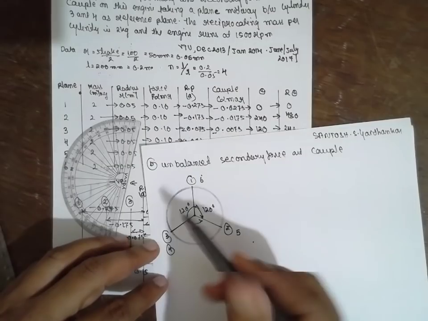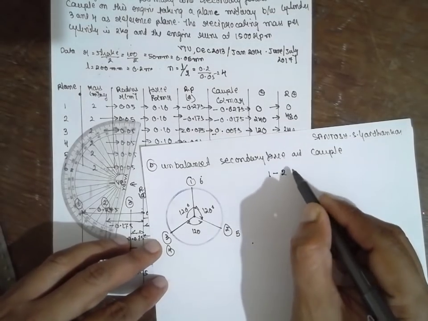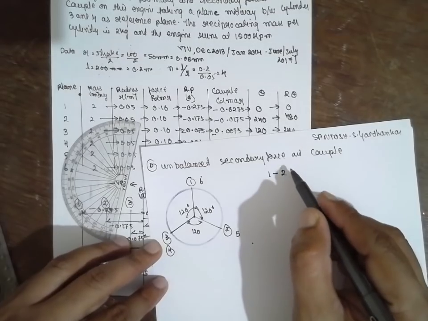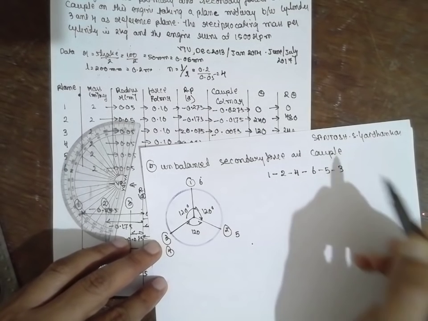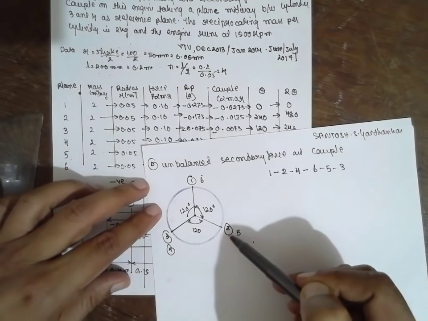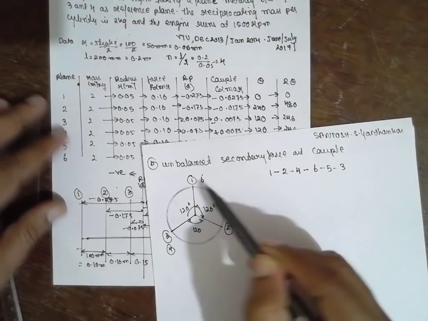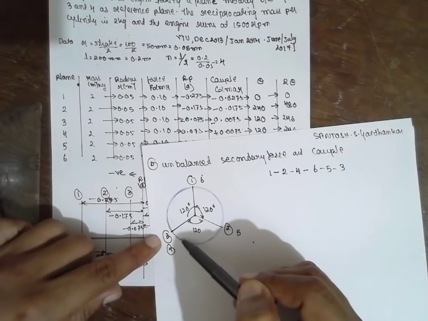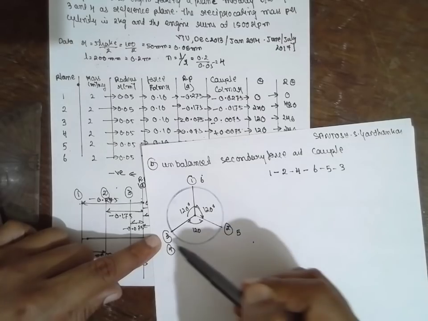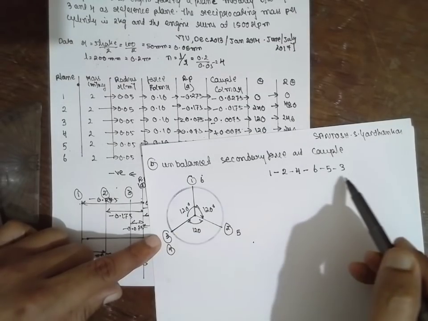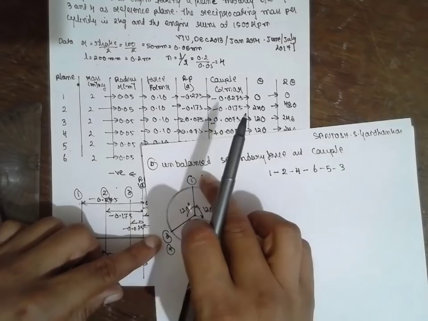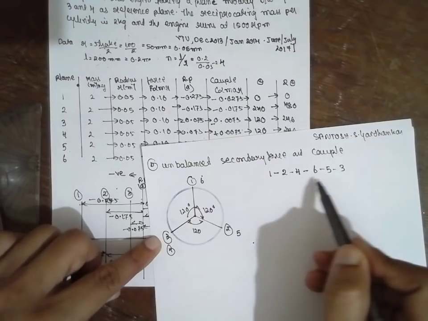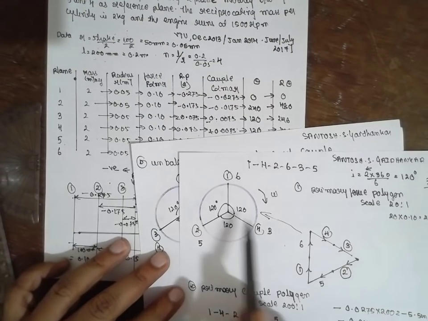Okay, next, this first part is completed. Now the sequence is changed. Now the sequence will be 1, 2, 4, 6, 5 and 3. This is the sequence that is going to change. This part is very important. 1, 3, 4, 6, 5. This sequence plays an important role.